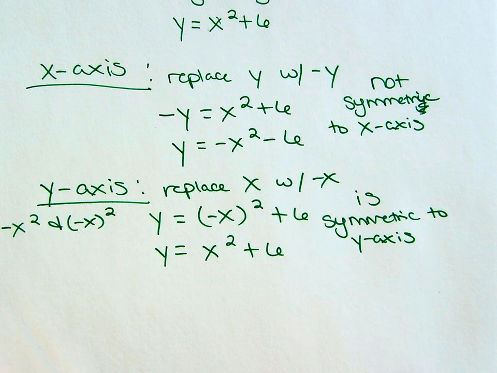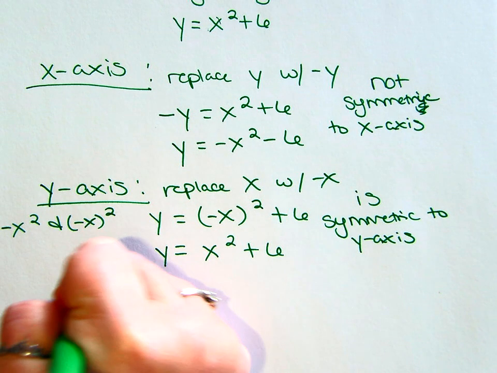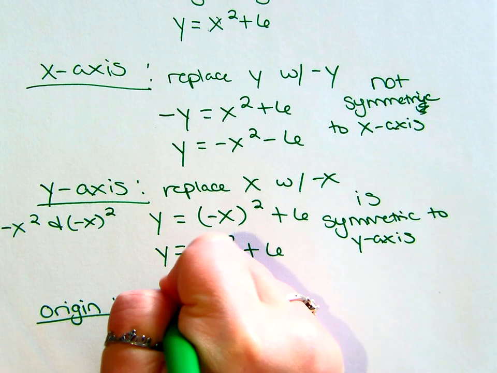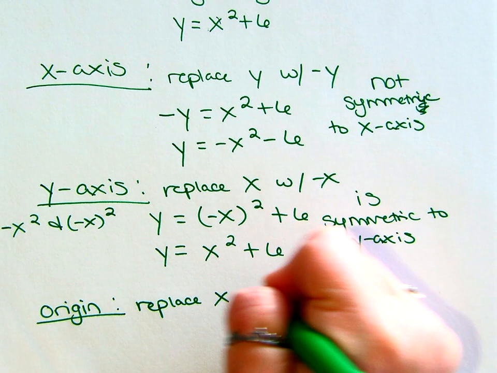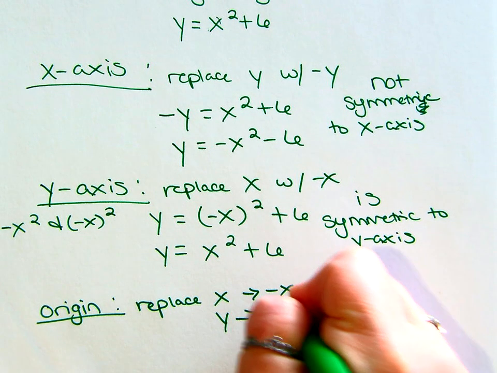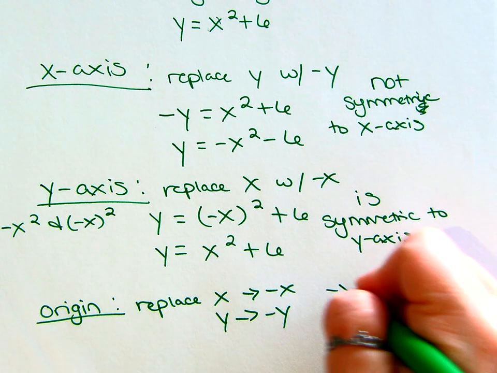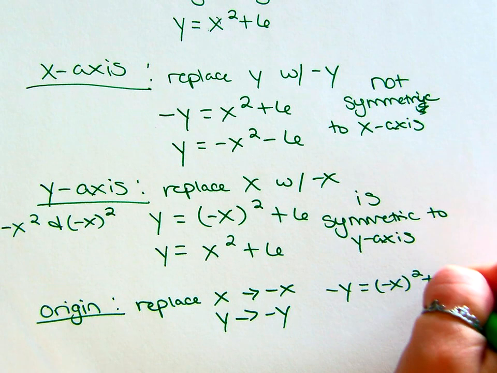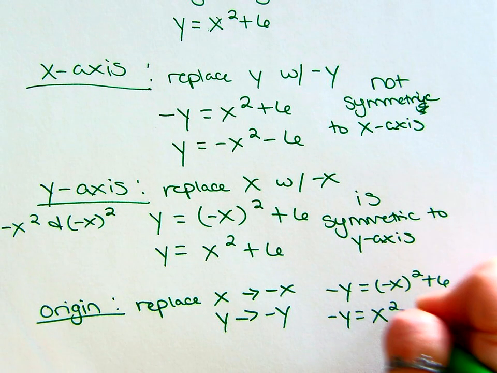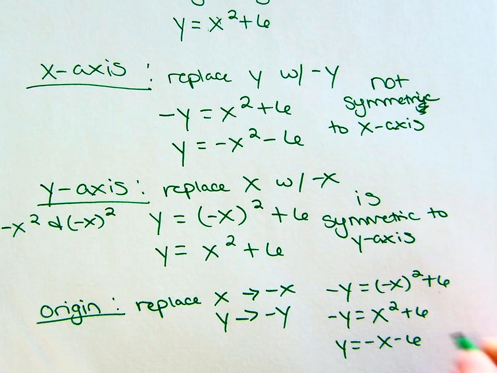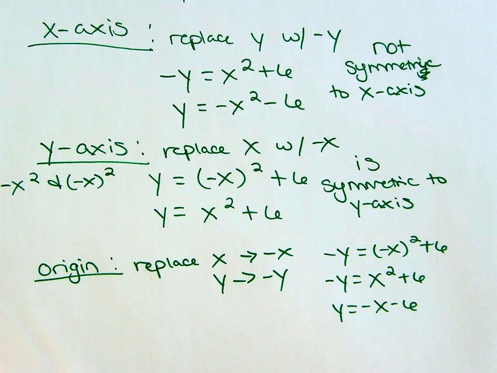And the last one we have to test is the origin. That's where we replace both. Replace x with negative x and y with negative y. And don't worry, I have some notes, because you're like, this looks weird. Are we symmetric to the origin? No.